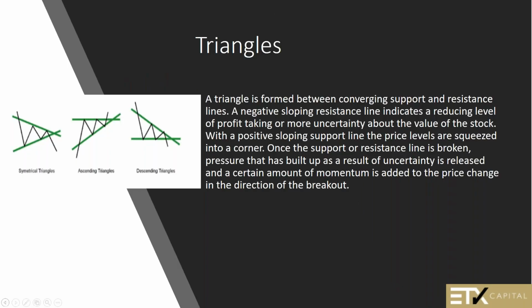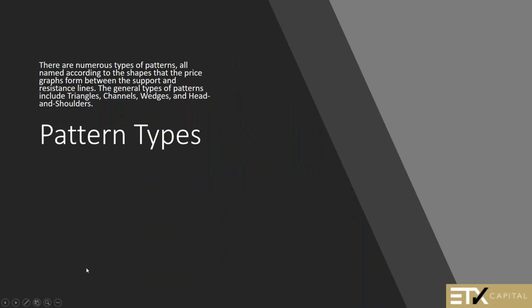There are many different types of patterns, and they're all named in accordance with the shape that you see on the price graph. These general categories are called triangles, channels, wedges, and head and shoulders. We also have pennants and flags. We have cups and teacup saucers. We have all kinds of weird things that people have put out there.